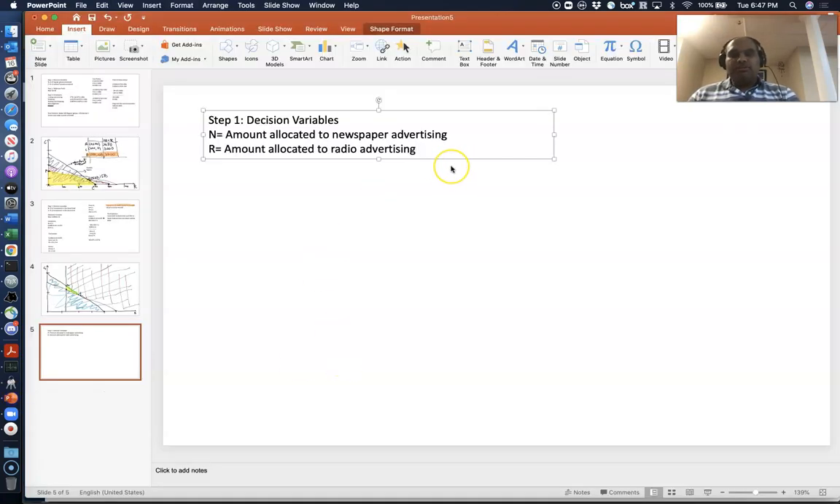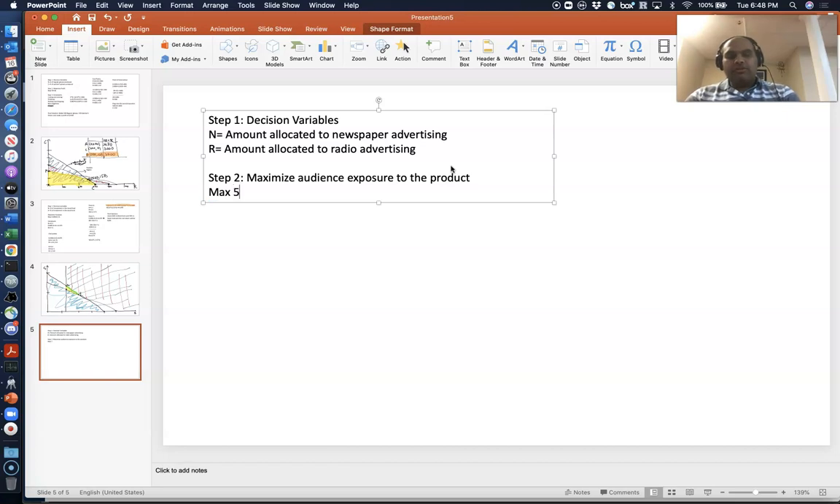So the objective is to maximize audience exposure to the product. To do that, you're going to say maximize 50N plus 80R. 50 is the rating for every newspaper ad, and 80 is the rating for every radio ad. So you want to maximize this exposure rating, and we're going to do that under constraints.